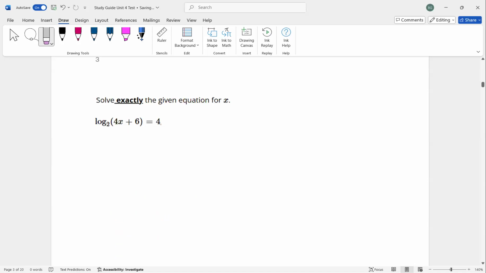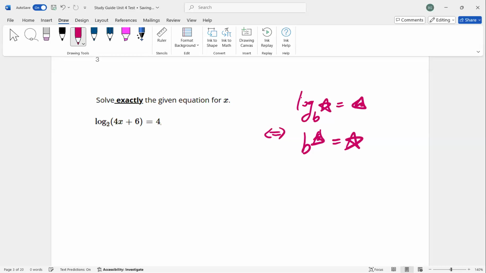Question number 3. Solve exactly the given equation for x. This is a log equation, right? We're going to use the formula we have earlier. Log with base b of star equals triangle is equivalent to b to the power of triangle equals the star. Okay. In this equation, we have the base.